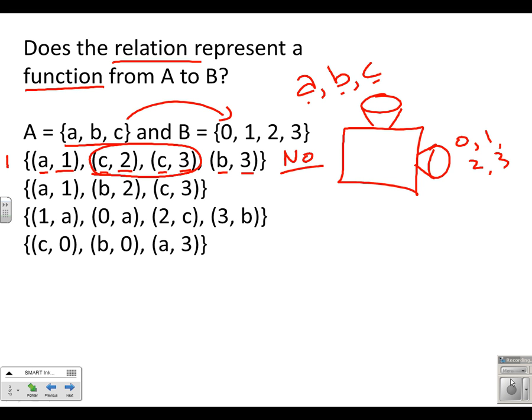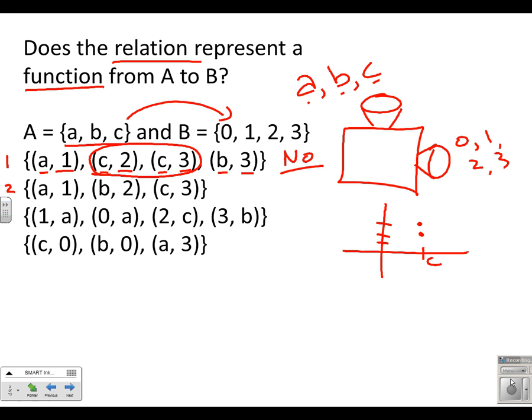I would call that elf confusion if you watched the previous video. But if you think of that in terms of the vertical line test, somewhere on the x-axis there's a value c that is trying to be at 2 and at 3, and our vertical line test fails. So number 1, not a function.